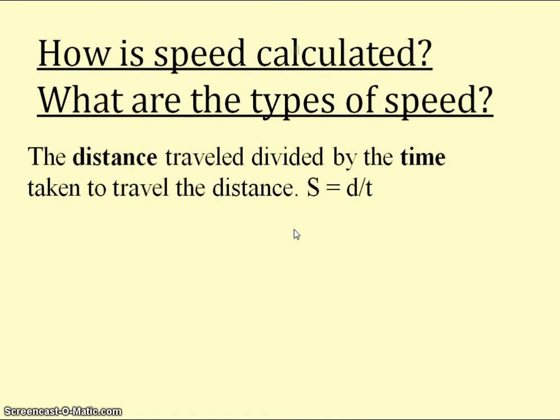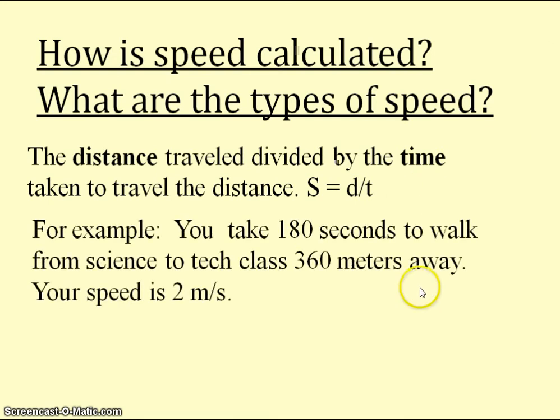Speed is a rate. It's calculated by distance divided by time. For example, you might take 180 seconds, or 3 minutes, to walk from science to technology class. That's 360 meters away. Your speed is 2 meters per second, because 360 meters divided by 180 seconds gives us 2 meters per second.